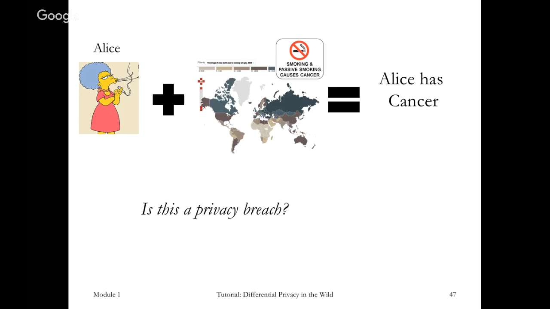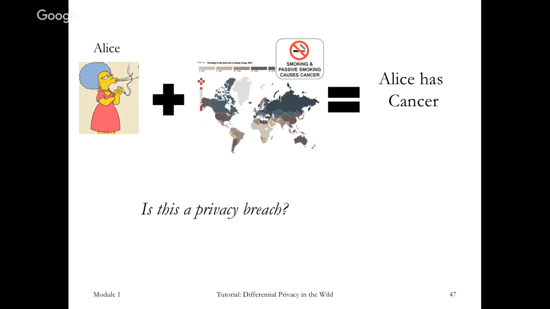So now let's look at this question. Let's say there is Alice, okay? Alice is your neighbor, you know Alice smokes. And then there is a study that is released, a study that was published in, say, Nature, which basically says that smoking causes cancer, and it definitively proves that. Now, if I have access to these two facts, I can with high probability say that Alice has cancer. So then, do we say that releasing this study causes a privacy breach?